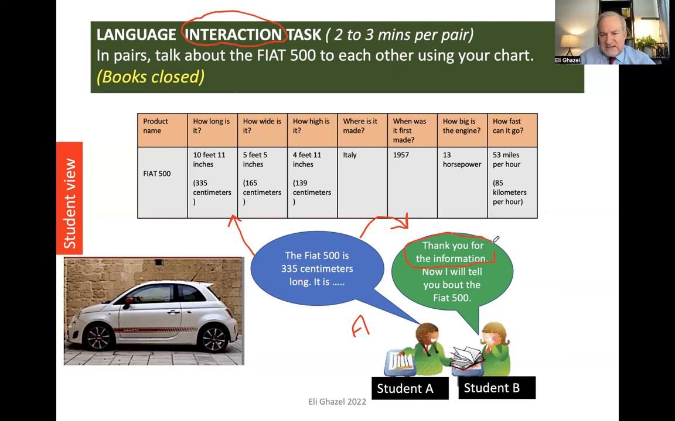Student B has to say to student A, thank you for the information. Now I will tell you about the Fiat 500. So this is called language interaction. Does it work perfectly the first time you do it? The answer is probably not.